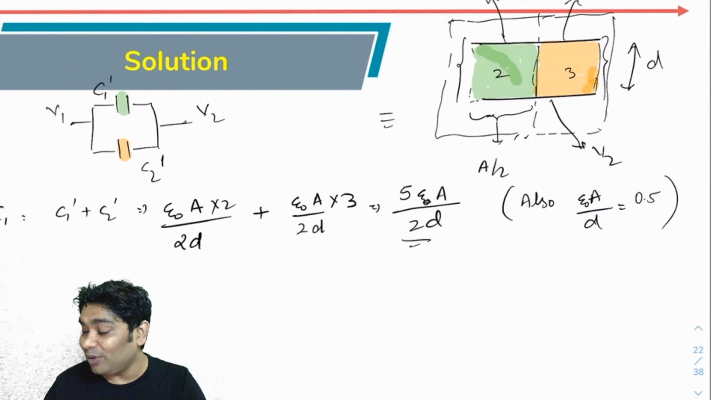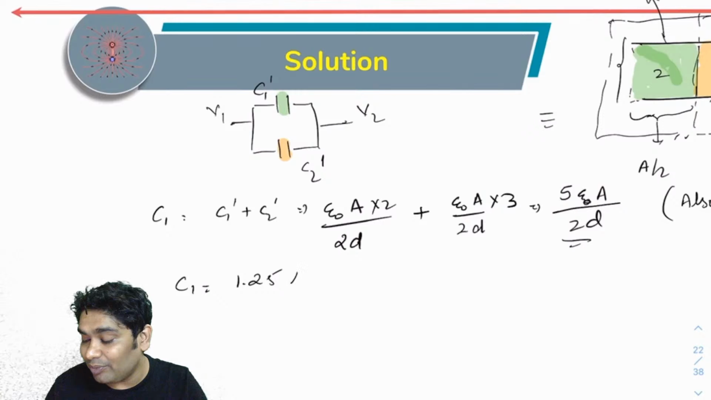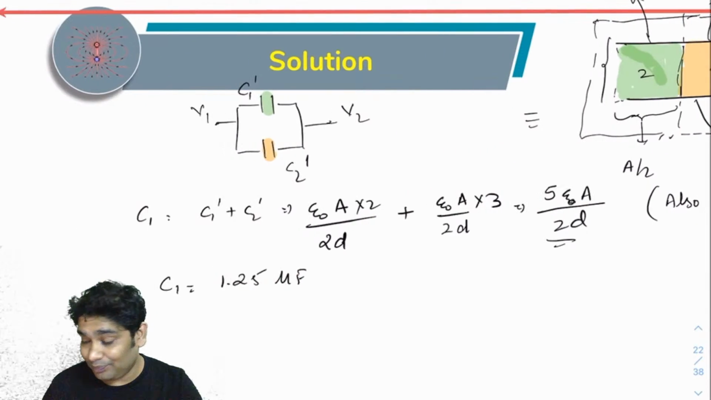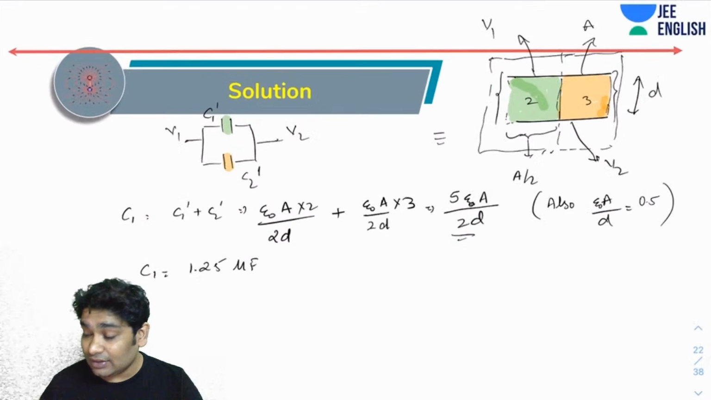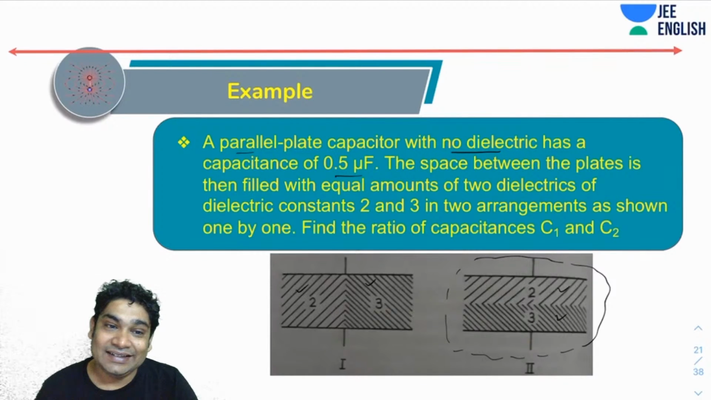Okay, so that will be 1.25. So C1 is 1.25 microfarad. Alright, that is what the capacitance of this will look like. Now, let's consider the other one. Now, what can you say here?